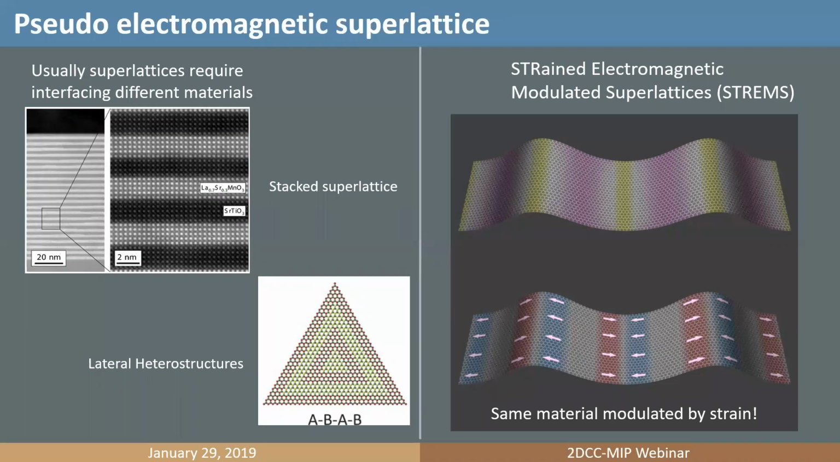At the edge of these different materials, just like at the edge of different materials, you can have electronic states. At the edge of these, quote unquote, different materials, since the material is graphene, the electrons can be described by a very simple, elegant method of pseudoelectric and magnetic fields. The entire description boils down to something very simple. So here we have interfaces, superlattices created by different materials. We create a superlattice of the same material modulated by strain. So this is a totally new way of creating a superlattice. We name these strained electromagnetic modulated superlattices, or STREMS for short.